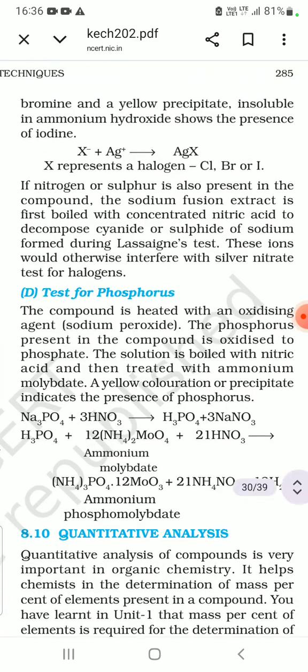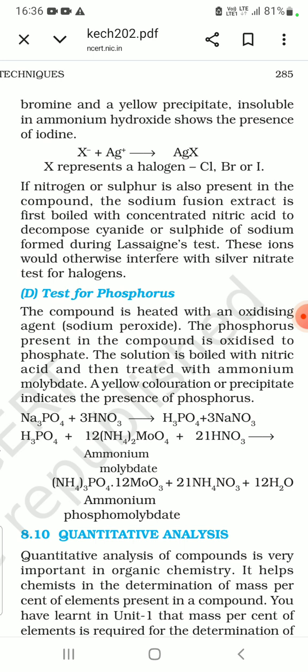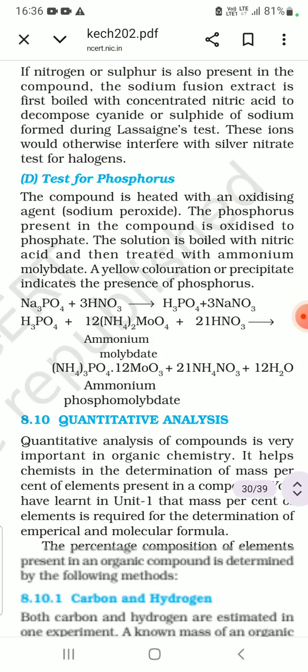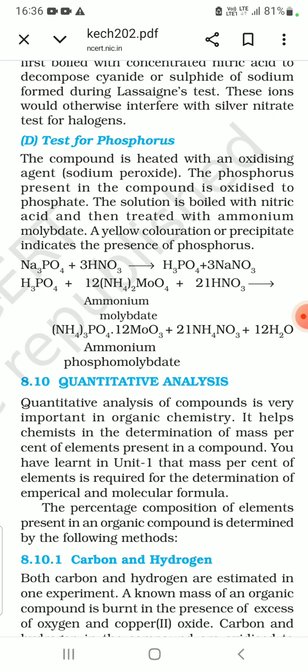Next is the test for phosphorus. The compound is heated with an oxidizing agent, sodium peroxide, and the phosphorus present in the compound is oxidized to phosphate. The solution is boiled with nitric acid and then treated with ammonium molybdate. A yellow precipitate formed indicates the presence of phosphorus, which is ammonium phosphomolybdate, (NH4)3PO4.12MoO3.